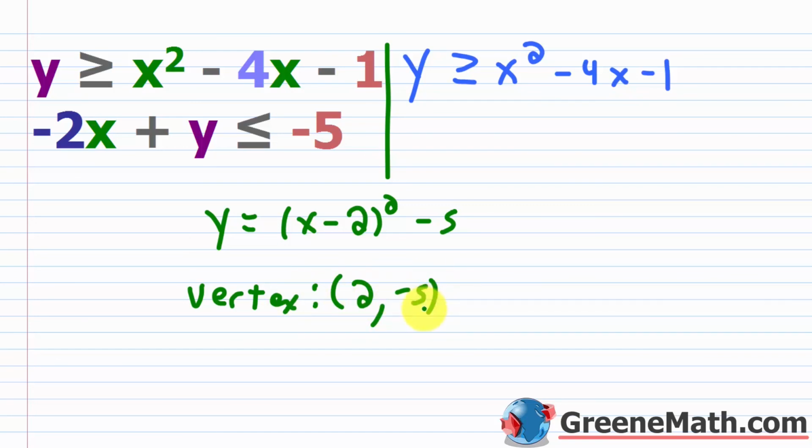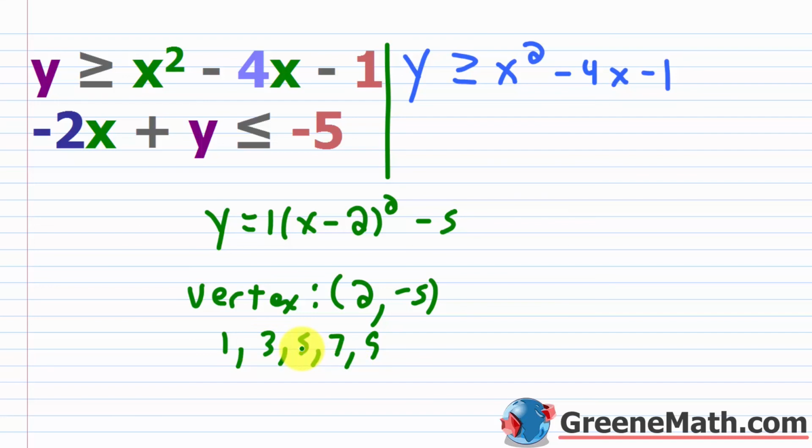2, negative 5. Now, from there, you can use your step pattern. Again, this is 1. So you plot the vertex, and then you go 1, 3, 5, 7, 9. Remember that step pattern. So you go 1 unit to the right, then 1 unit up. 1 unit to the right, 3 units up. 1 unit to the right, 5 units up. And again, you can reflect across your axis of symmetry to get points on the other side, okay?